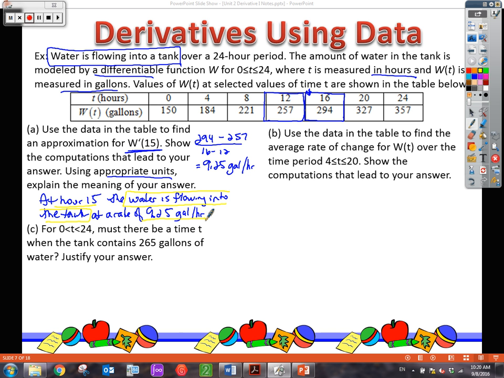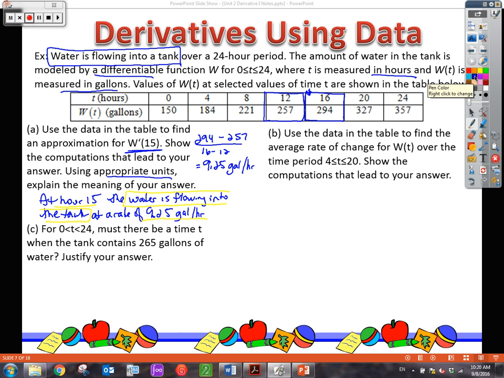You have to have those three things in every single explanation on something like this, or you don't get full credit. If you leave off the hour, if you just say the water is flowing into the tank at a rate of 9.25 gallons per hour, you're not going to get full credit. You have to be very specific. Okay, so I'm training you to write exact specific words, not extra stuff. All right, how are we on part A? Are there any questions? All right, let's take a look at part B.